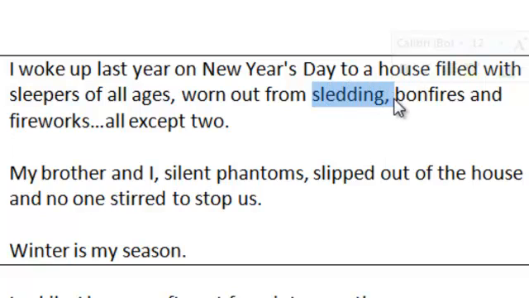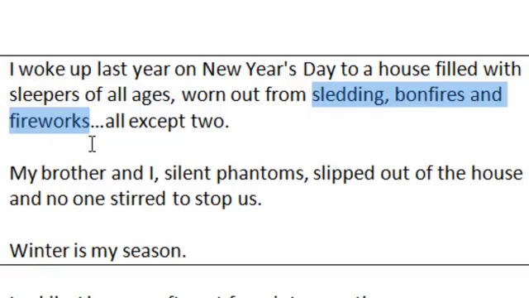Sledding, comma, bonfires, and fireworks. So sledding, bonfires, fireworks. That's our list of three. Between the first two items in a list of three, sledding and bonfires, we indicate the pause with a comma. Between the last two items in a list of three, bonfires and fireworks, we indicate the pause with the word "and."